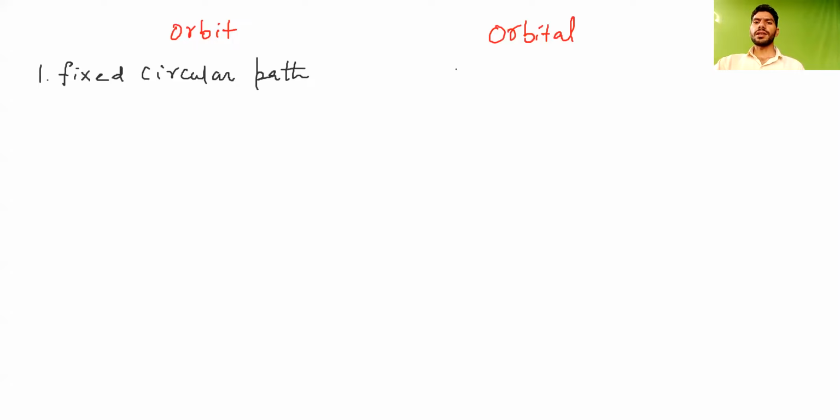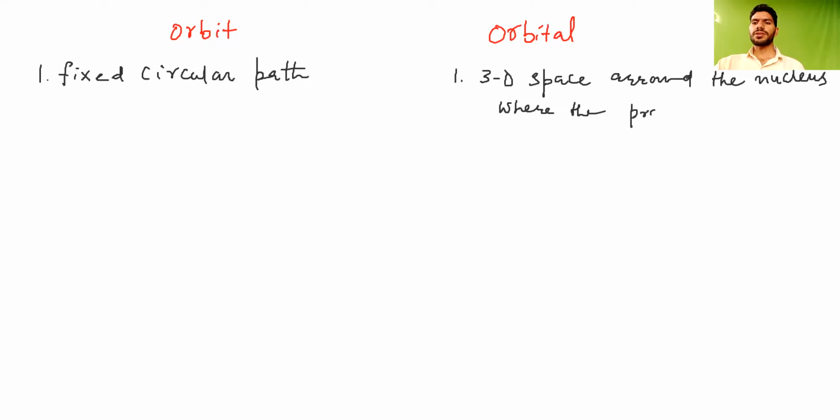Now, what is the orbital? Orbital, I already told, is the 3D space around the nucleus, isn't it? 3D space around the nucleus where the probability of finding an electron is maximum. I told 90 to 95%. So the 3D space around the nucleus where the probability of finding an electron is maximum, that is called the orbital.